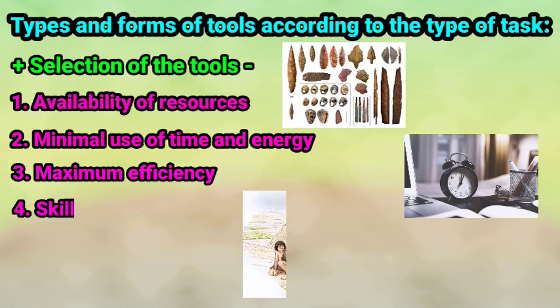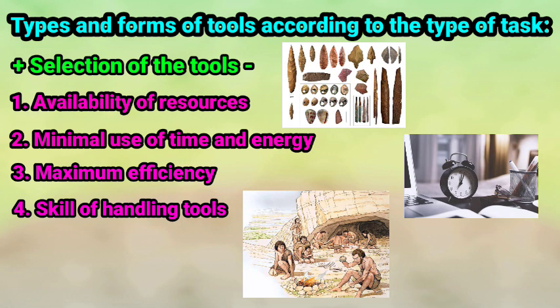Number 4, skill of handling tools, which is acquired through practice. This is a very important factor. We need to know how to use that tool. Only then can we use that tool for our work or task. So, children, we consider all these four factors in the selection of tools, weapons, and implements. The ancient humans also made their weapons and tools with this in mind. This is what we are going to learn in this lesson.